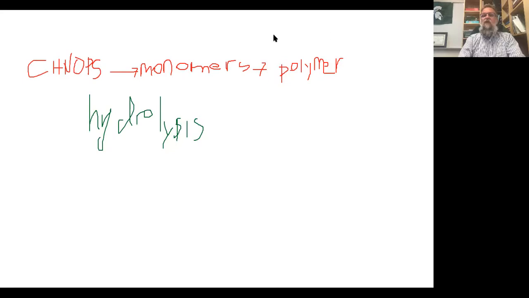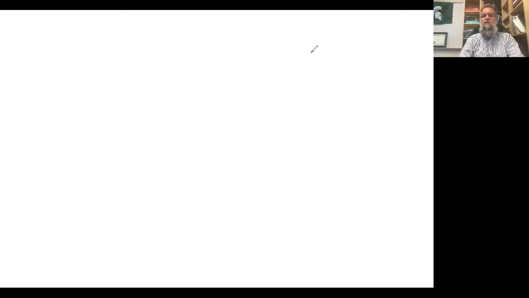Let me see if I can draw a quick example here. All right, so let me just go into black. So let's take an amino acid. An amino acid has an R group, which you probably know by now. On the one side, it has an amine group, which is NH2. And then on the other side, it's got a carboxyl group.